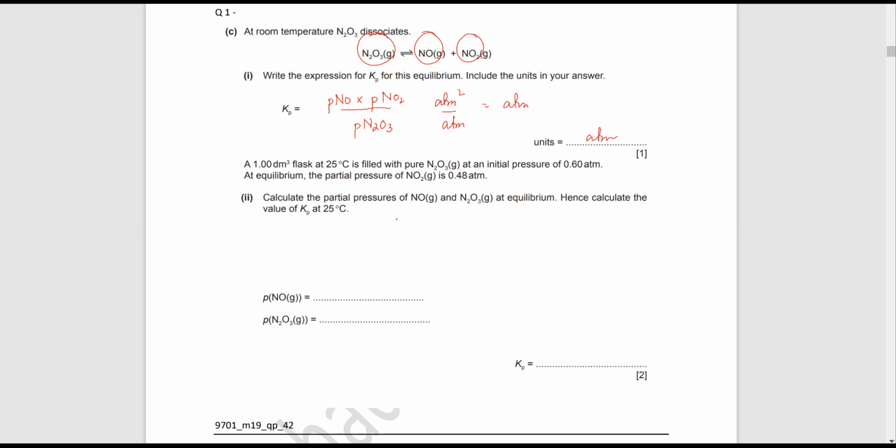Now moving to the other part. They've said that the initial pressure of the entire system is 0.6 atmospheres, and the partial pressure of NO2 is given as 0.48 atmospheres. Calculate the partial pressures of NO and N2O3 at equilibrium, hence calculate the value of Kp. Now remember one thing: whatever is present in equilibrium in the container, moles would be proportional to concentration, and that would be proportional to pressure. If a gas has more moles, then obviously it's going to exert more pressure, right?